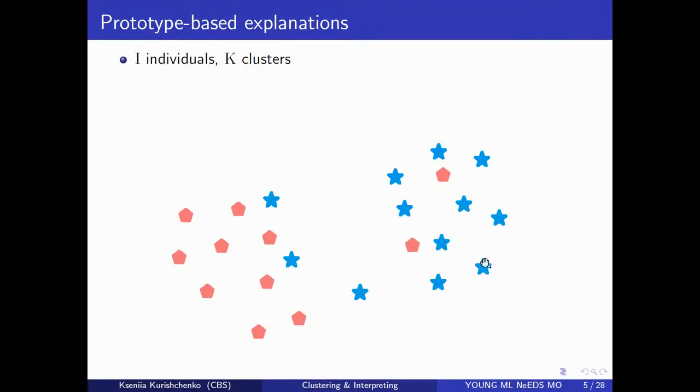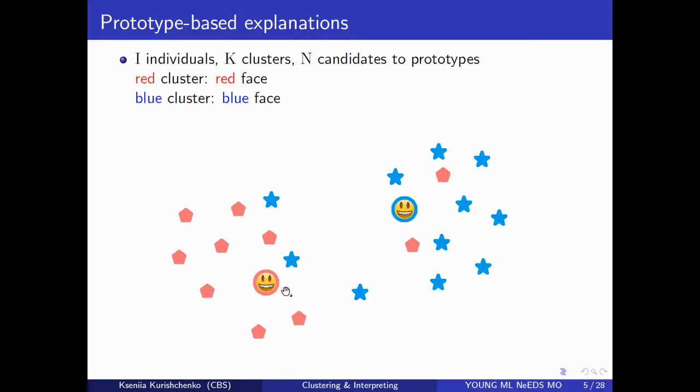So prototype-based explanations. Imagine we have K clusters and I individuals. So this is the red and blue one. And also we have a set of prototypes, which are individuals from these clusters. And our model will tell us which of these candidates is actually the face of our clusters. So our model will choose these two guys as representative individuals for the whole cluster, red for the red cluster and blue for the blue cluster. And we call them prototypes.